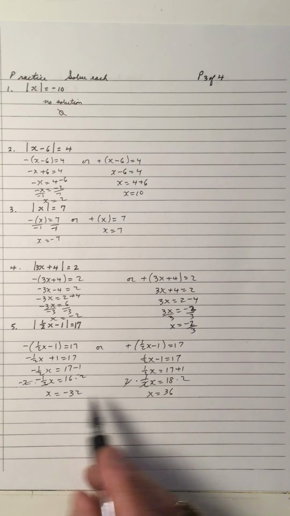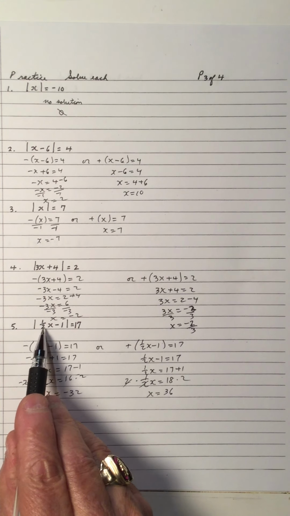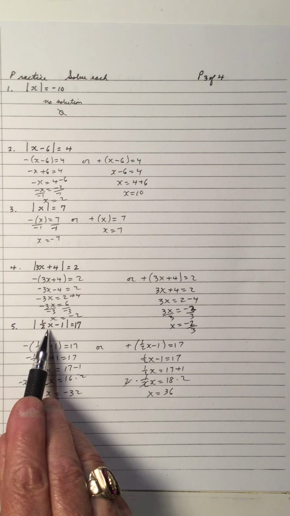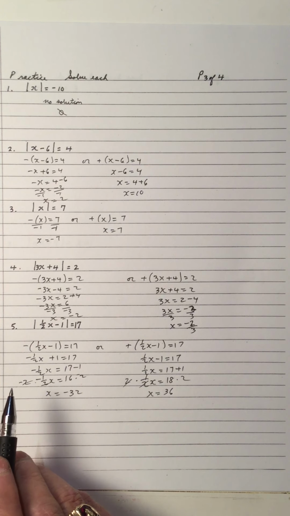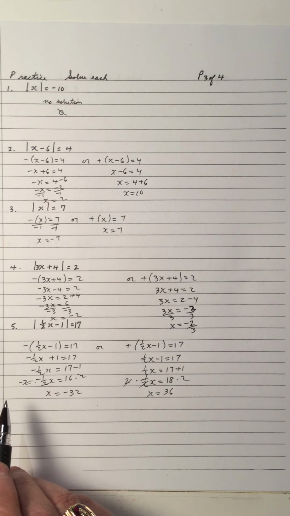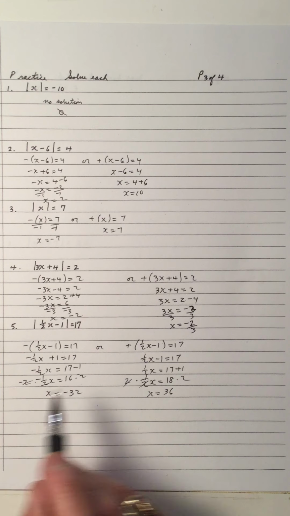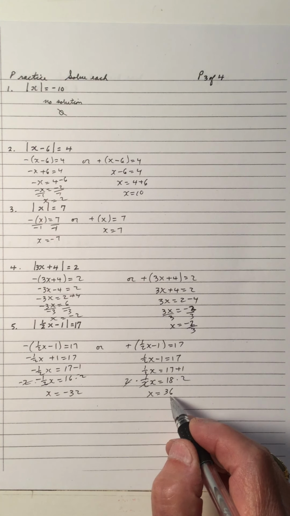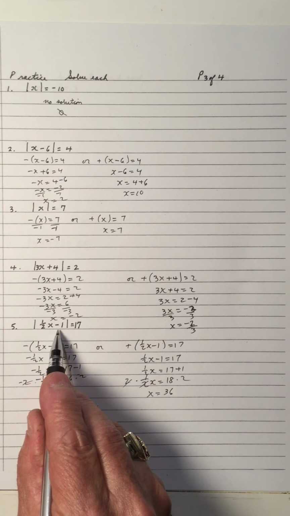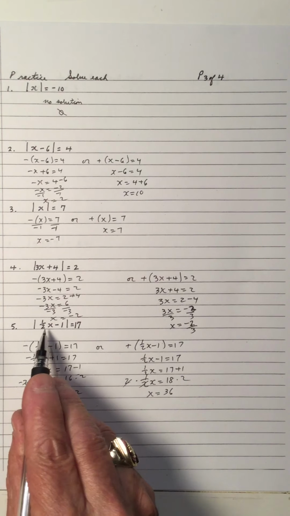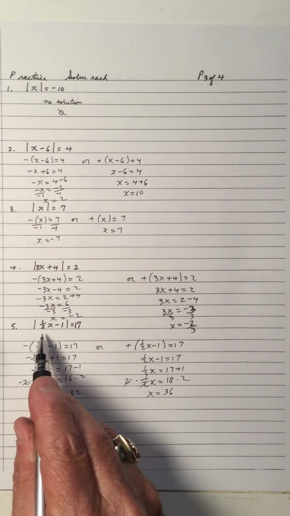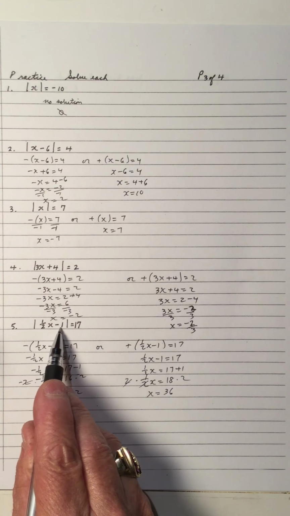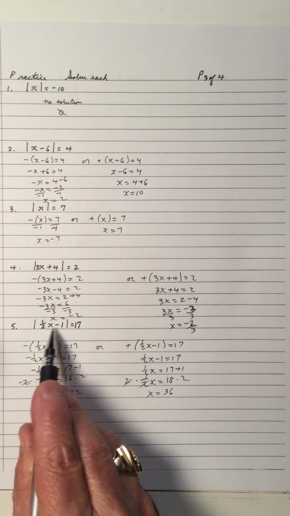And if you put them in, just check the 36. Half of 36 is... did I make a mistake? Let's see. No. That's 18. 2 times 18 is 36. Half of 36 is 18. I took a half of 36 and my brain went somewhere. Half of 36 is 18. 18 minus 1 is 17. Absolute value of 17 is 17.